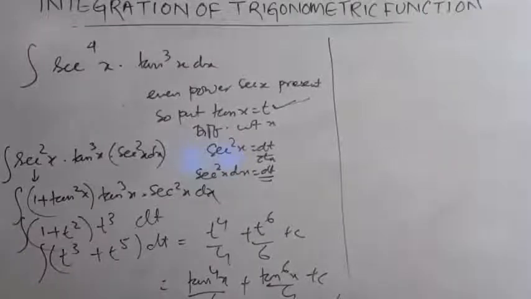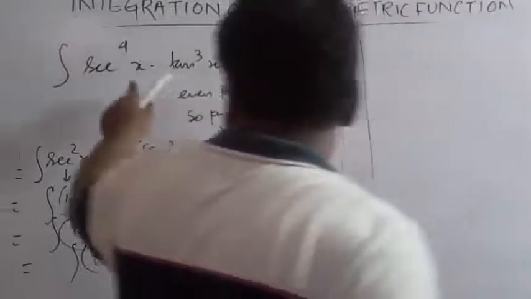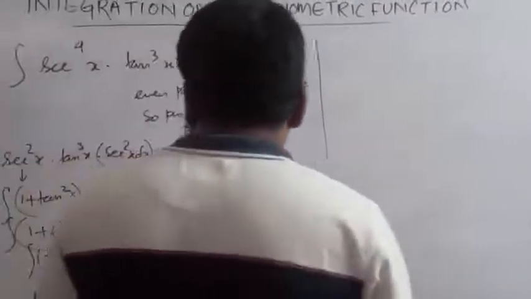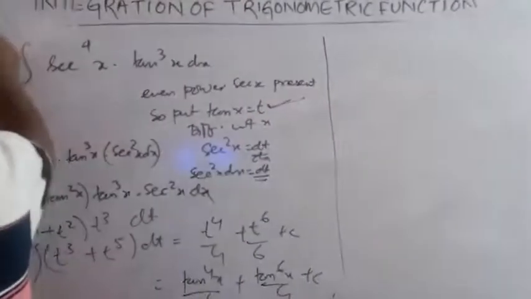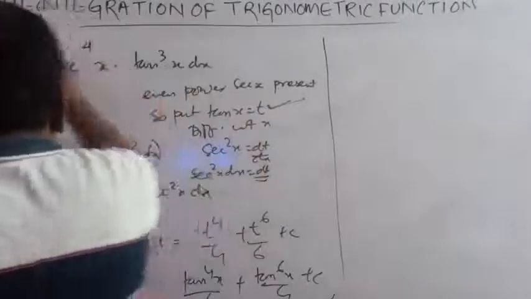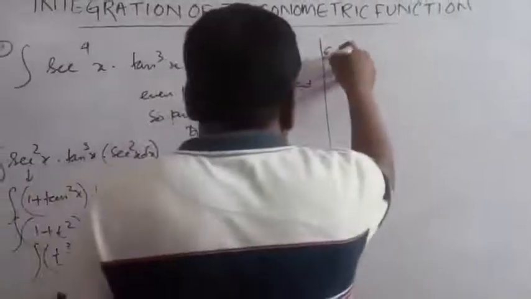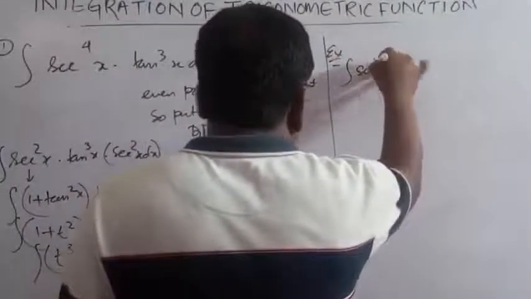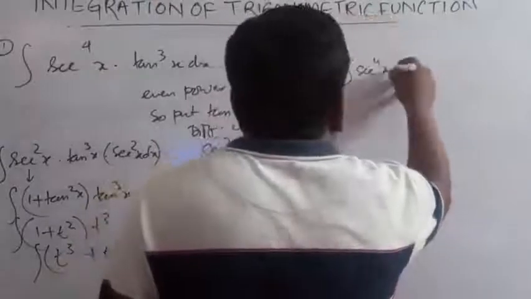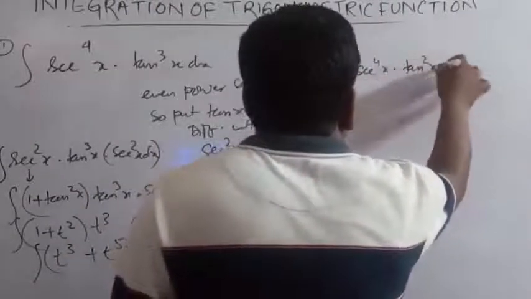Similarly, we can do cosec. This is even and this is odd. Or we can do another example. This is example 1, and another example. Suppose sec 4th x, and this is also even, and this is also even, tan square x.